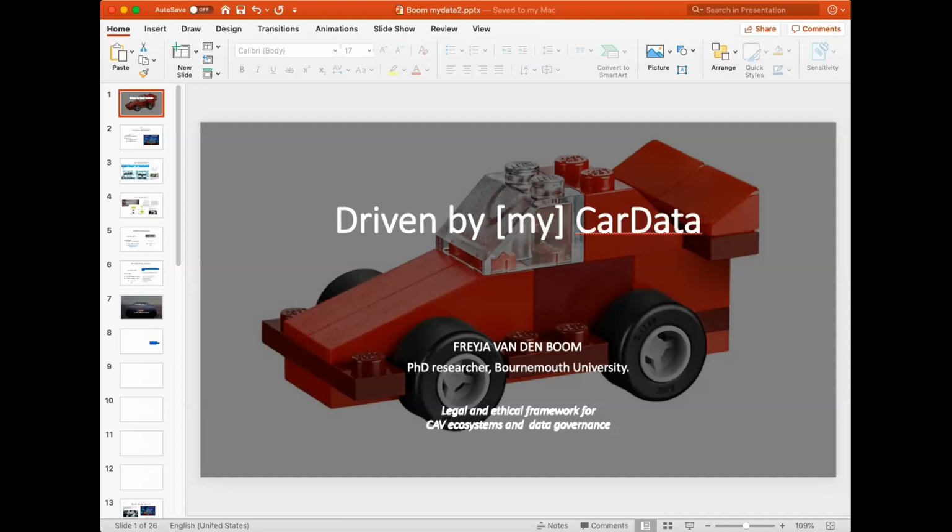So there's a lot of discussion about who should benefit from all of this data being generated, because it can be used to give a lot of information about how you drive, where you drive, and your preferences. That is going to be very interesting for a lot of players. As you see here in the picture, third parties are going to be very interested in all of this data.